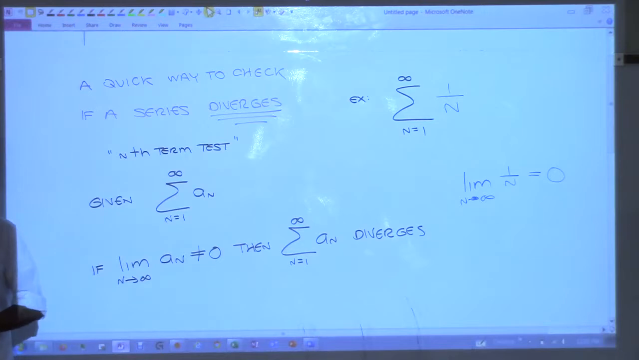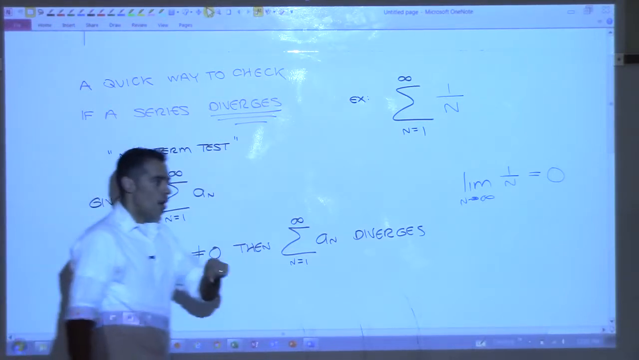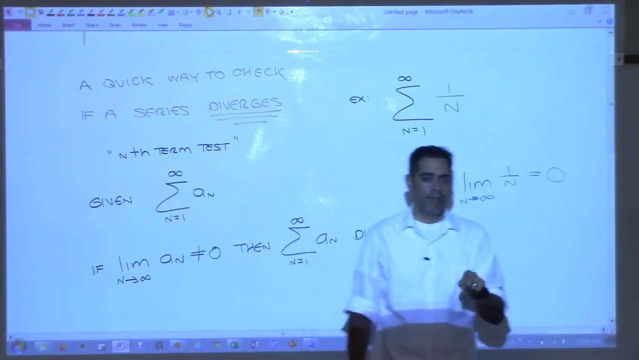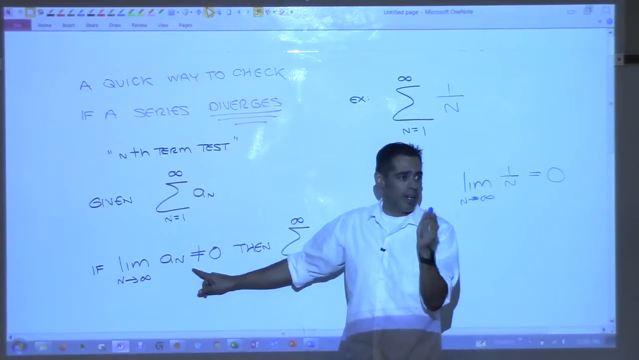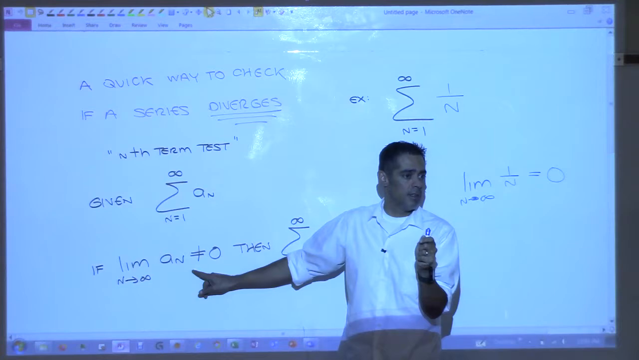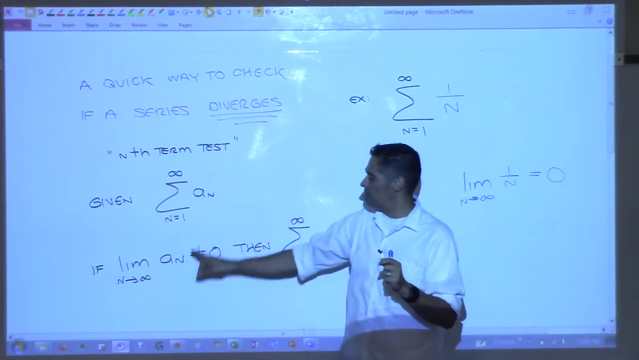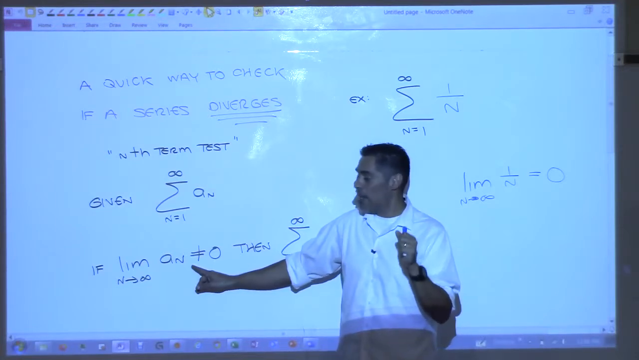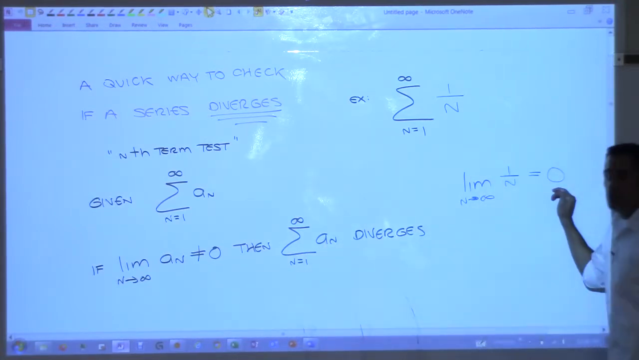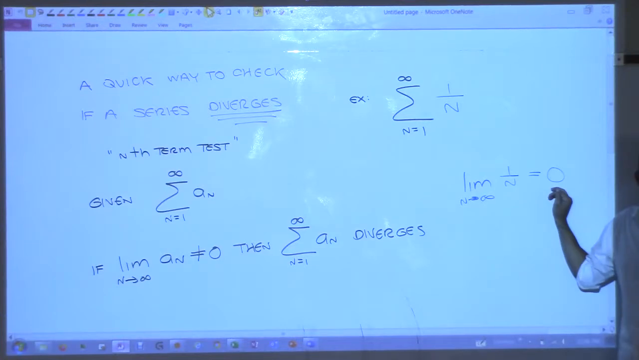So look, all the nth term test says is this. If this limit is something other than 0, you're guaranteed divergence. Okay? It's a test for divergence. It does not test for convergence. If you take the limit and you get 0, guess what? You don't know anything. All right? You don't know if it diverges or converges. You still don't know anything. Okay? So the test fails.